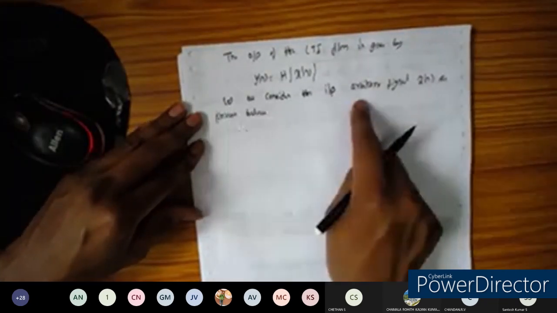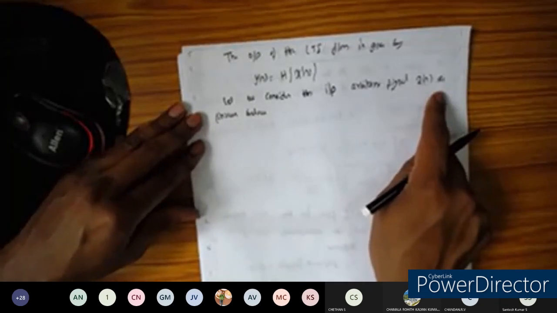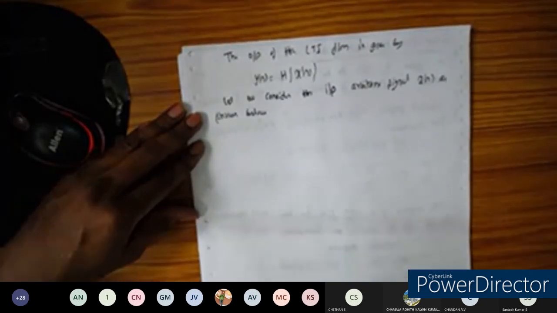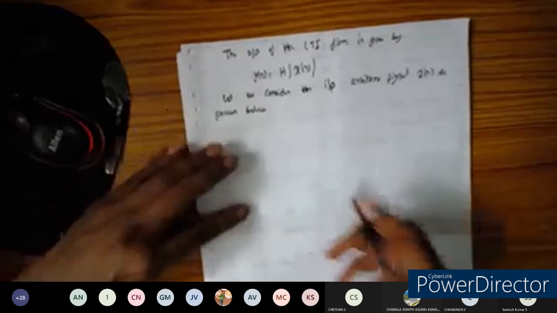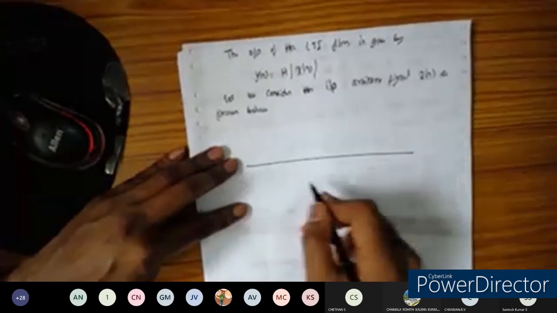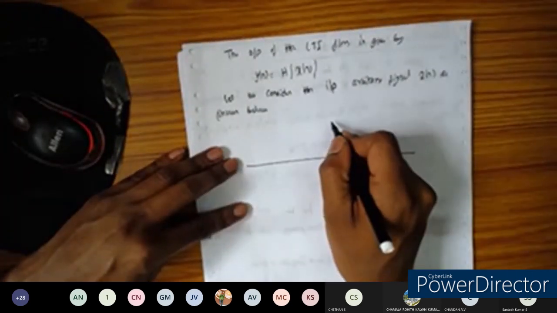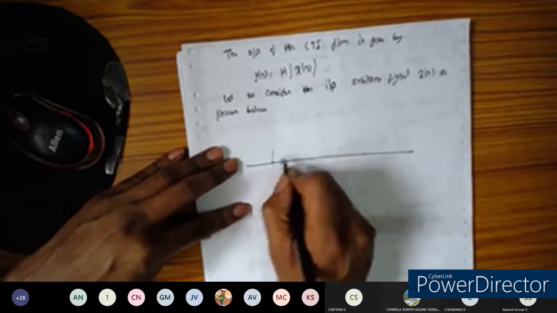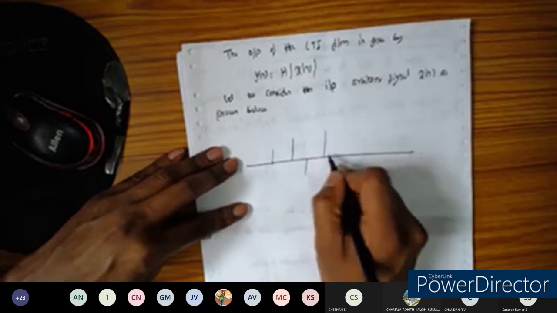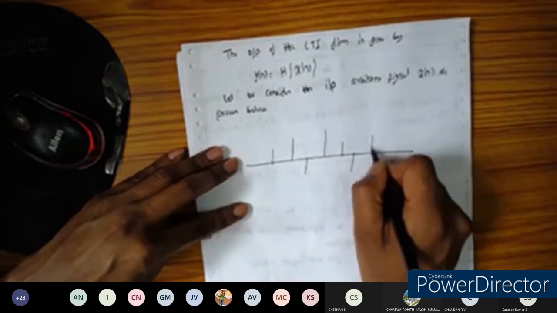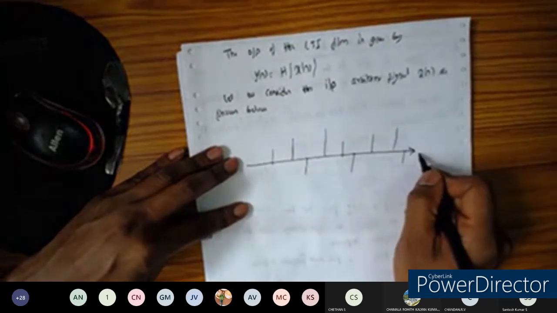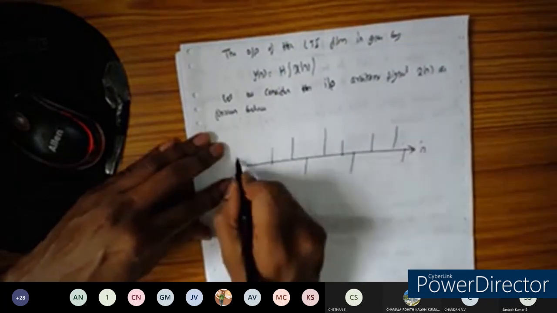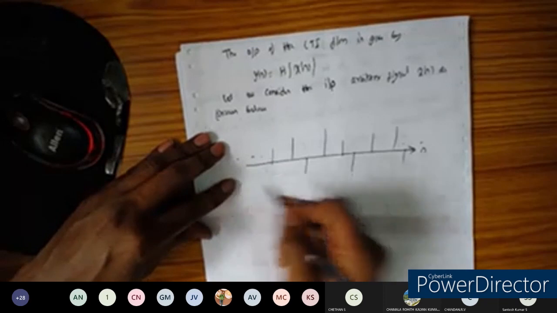Here I'm going to consider the input signal x of n. This input signal x of n will be taken in the form like this. It's a discrete time signal, so x of n can take values something like this. I'm going to consider some random values here. In the negative axis also some values will be there.